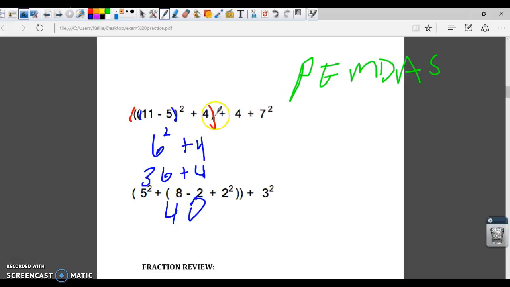But don't forget you have another exponent that's right over here. So that took care of everything that was in this parentheses. I'm going to go ahead and bring down that plus 4 and then plus 7 squared. So I took care of parentheses, I took care of this exponent, and now it's time to take care of this exponent. 7 times 7 is 49.